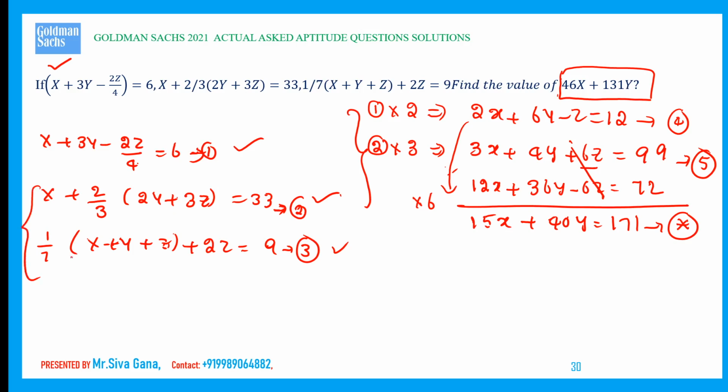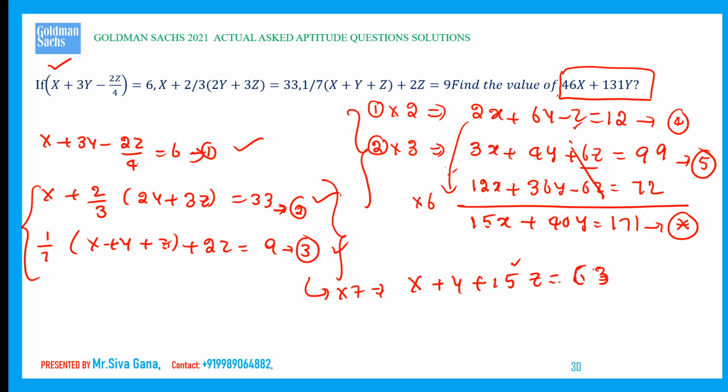If we solve equations 2 and 3, again we have to eliminate z. Equation 3, I am multiplying with 7. So that I am going to get x plus y plus z plus 2z, that is 7 2s are 14 plus 1, 15z is equal to 7 9s are 63. This is 63 we got. Here 15z, here z.